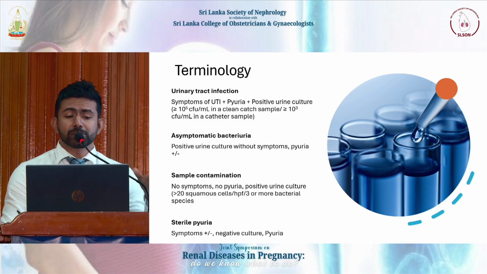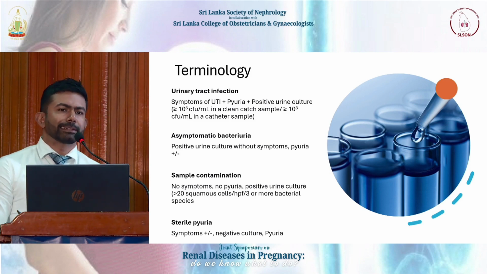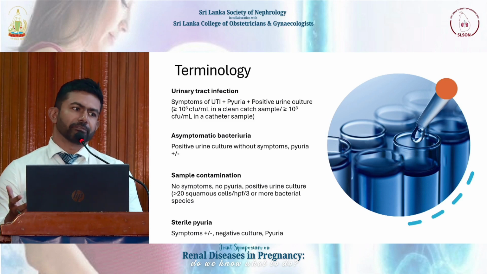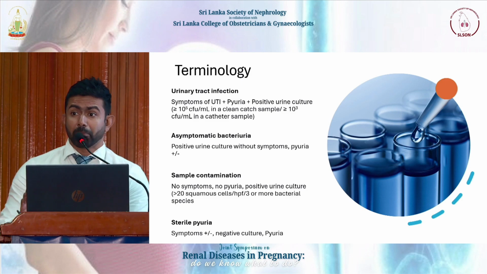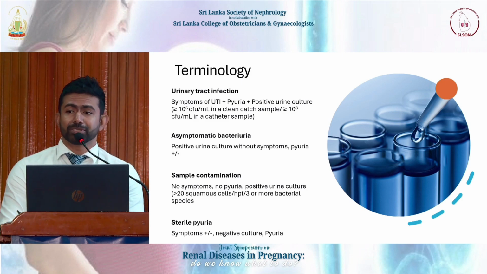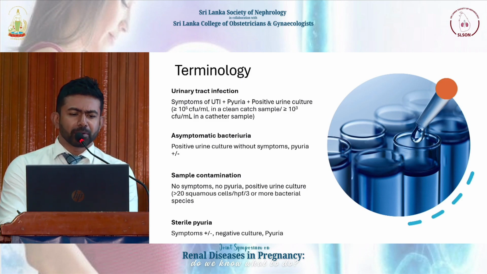Also when it is getting contaminated, you can get more epithelial cells in the UFR, right? Squamous cells come as epithelial cells. There is a rough cutoff. If you have more than 20 epithelial cells, that might indicate a contamination. That's a rough guide, but just keep that in mind.